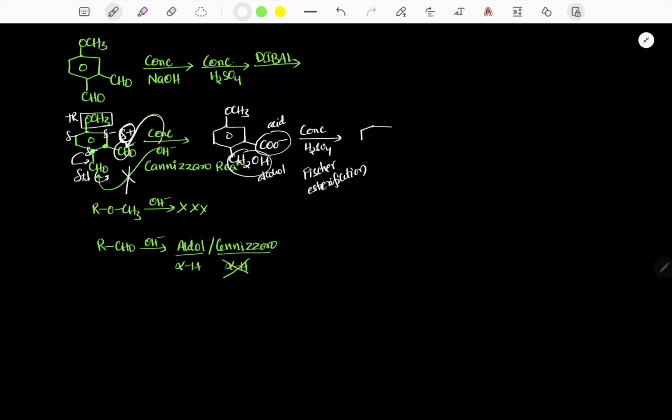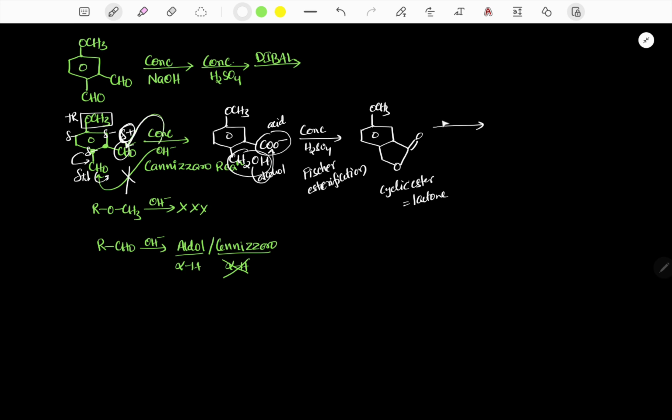Therefore, the final compound is simply where esterification takes place. It is a corresponding lactone. So simple lone pair attack, and the leaving group leaves. So a cyclic ester is known as lactone.